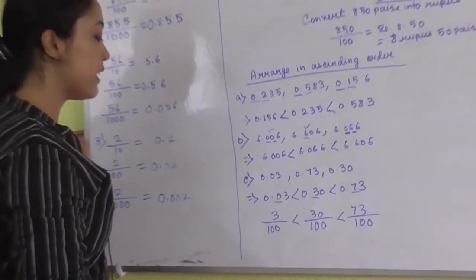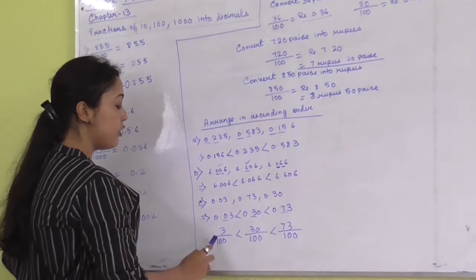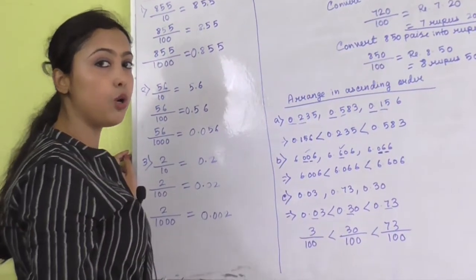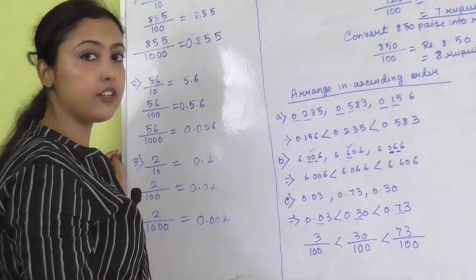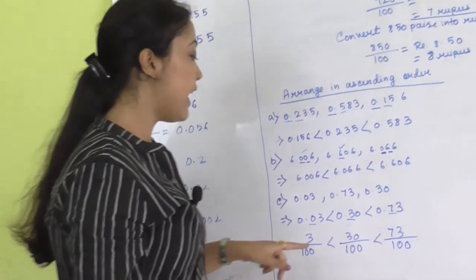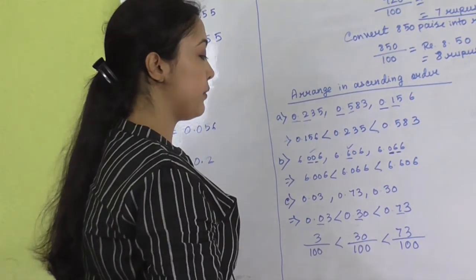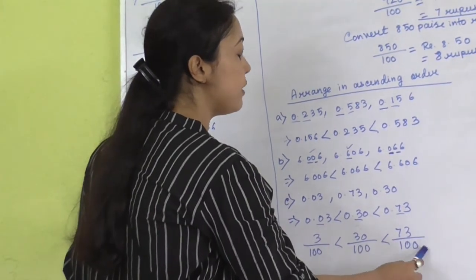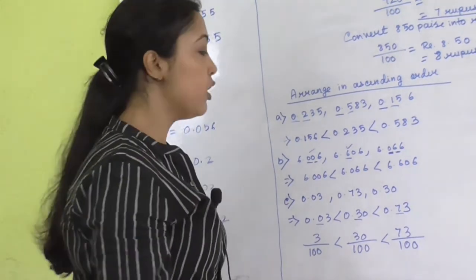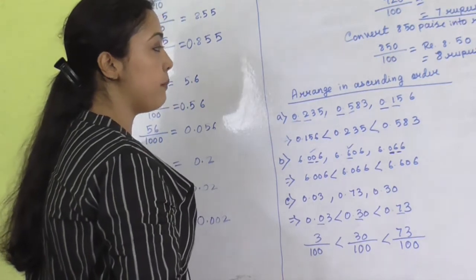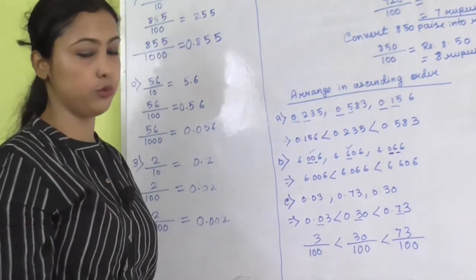So obviously you can see that 3 by 100, here we are having 3 parts out of 100 parts, which is the lowest part of the fraction. And here we are having 30 by 100, which is the second lowest part. And here we are having 73 by 100, which is the highest. So in this way we are getting our numbers into ascending order. I think this portion is clear to you.